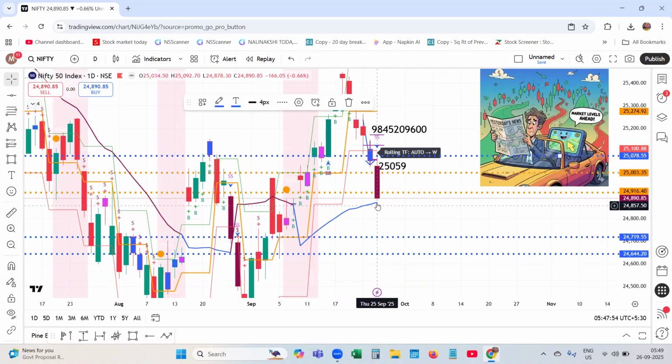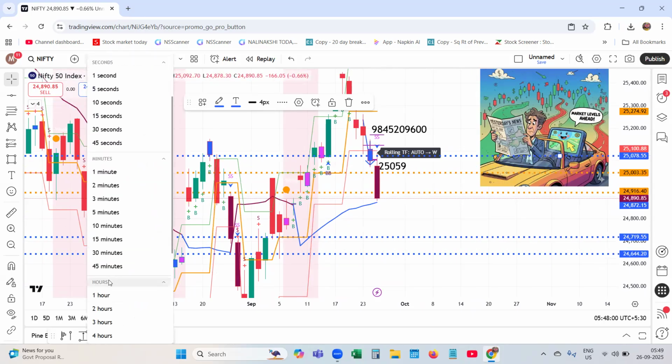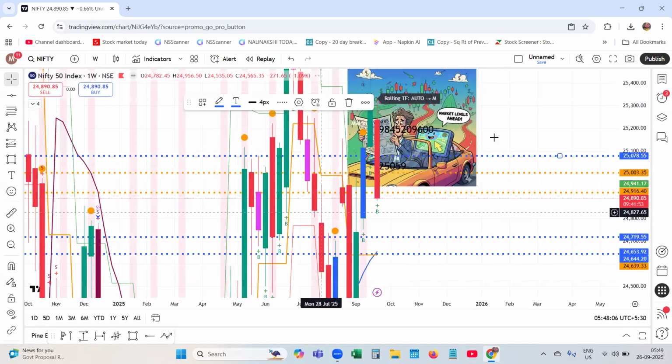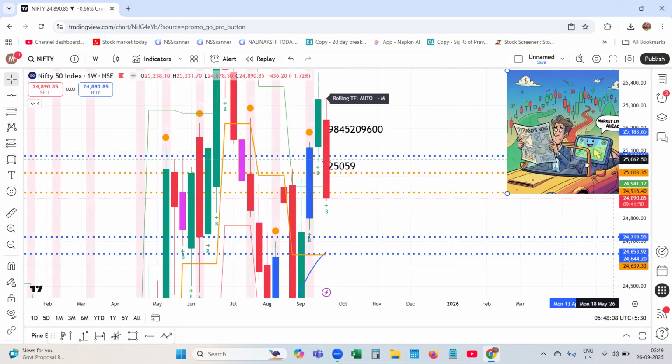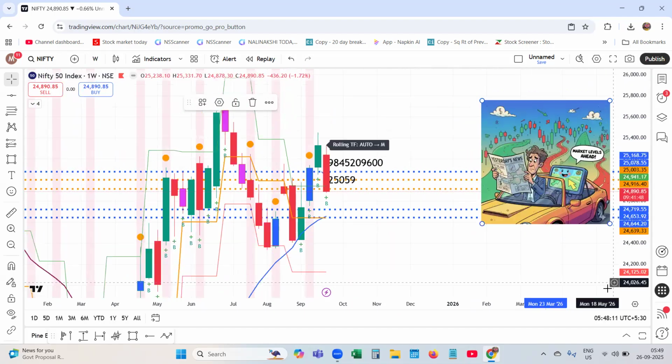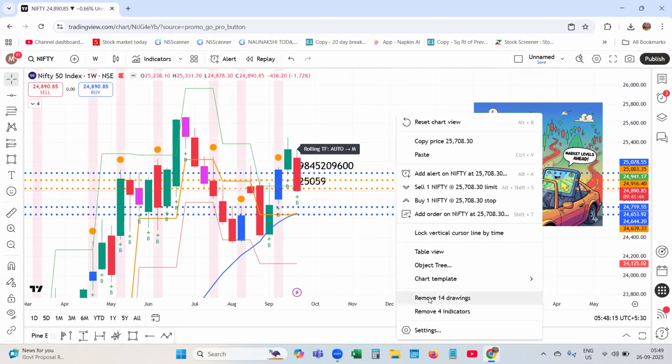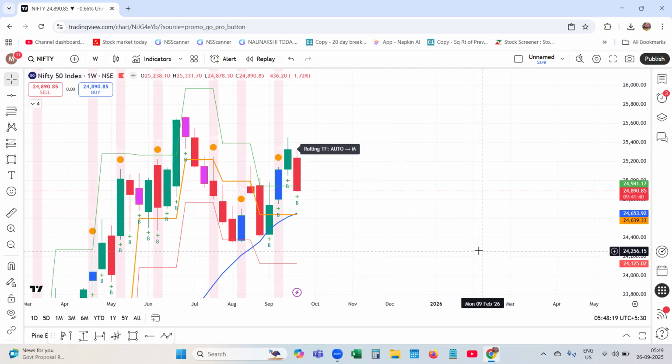GAN low is still positive. If I change the time frame to weekly to see whether the balance line has lost the balance, let me take this out. Remove all the indicators. The weekly balance line is here.